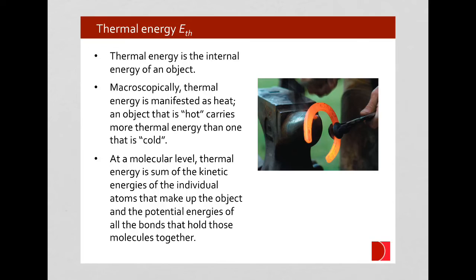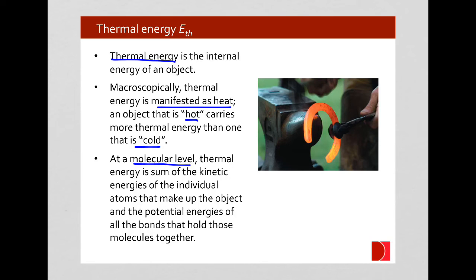The final type of energy that we'll see commonly is thermal energy, which is the internal energy of an object. Macroscopically speaking, when we're looking at a large object, large by molecular standards, not necessarily large by our standards, this thermal energy is manifested as heat. And so a hot object has internal thermal energy more so than a cold object does.